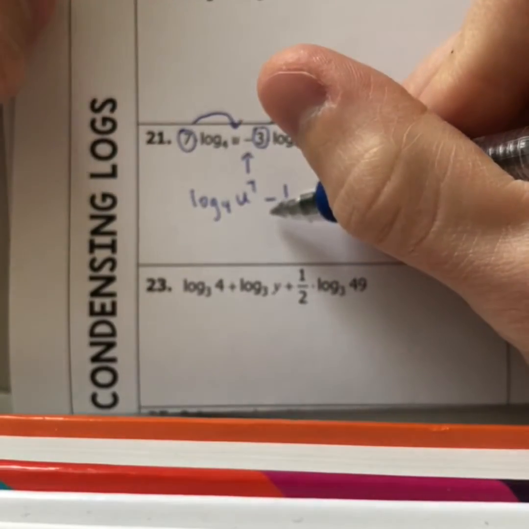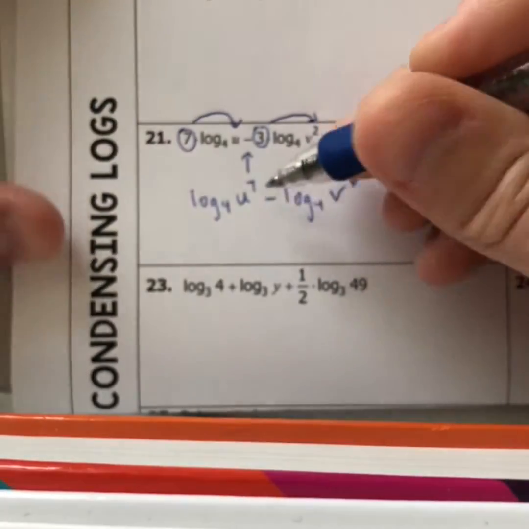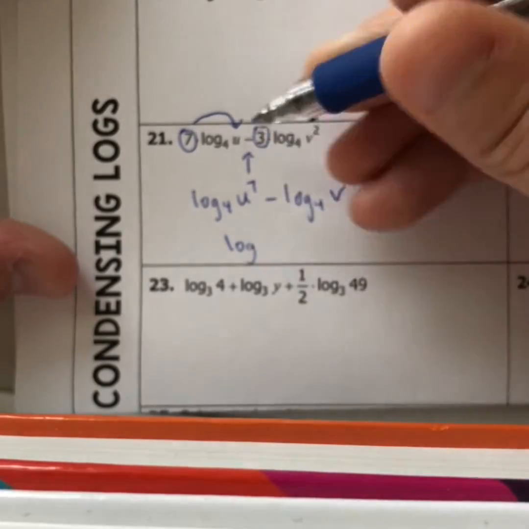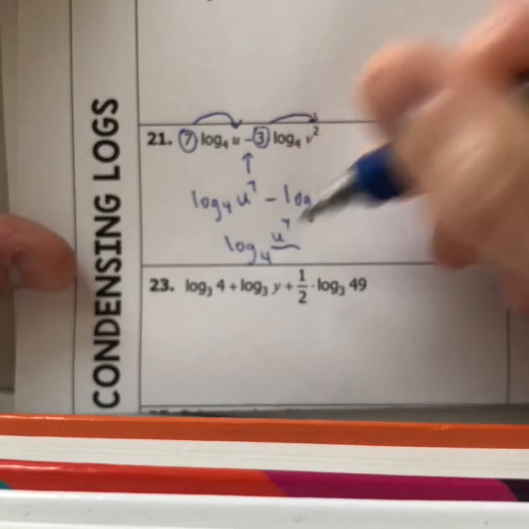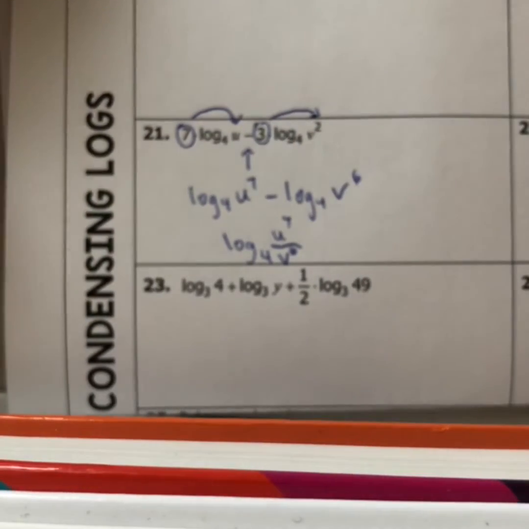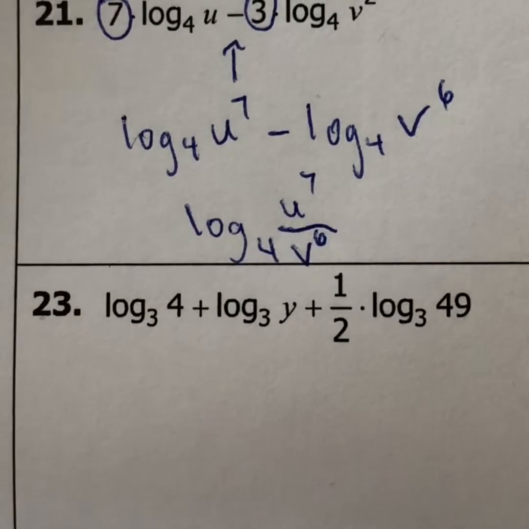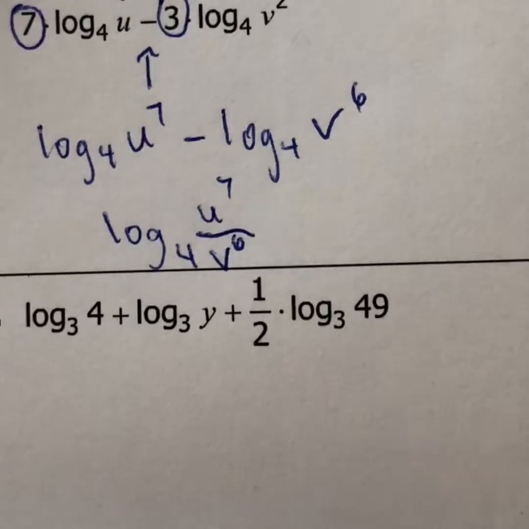And now we can condense them further to write them as a single logarithm. Subtraction turns to division, so log base 4 of u to the 7th over v to the 6th. All right, now it's HD. So hopefully you're able to follow that.